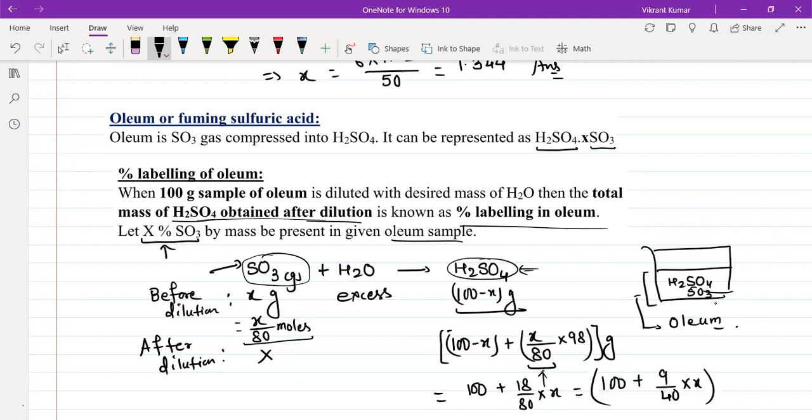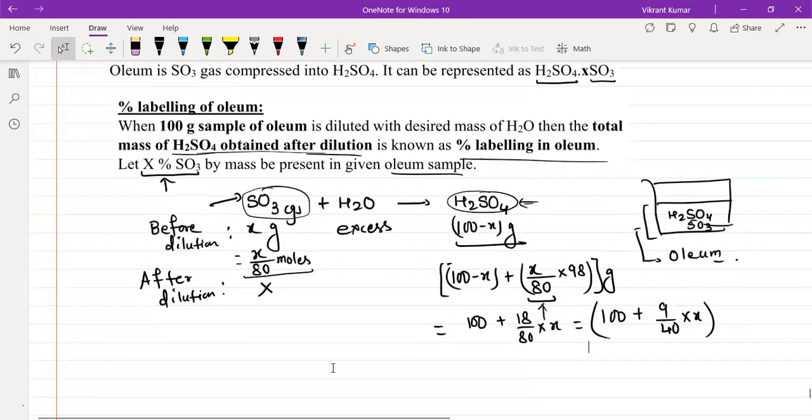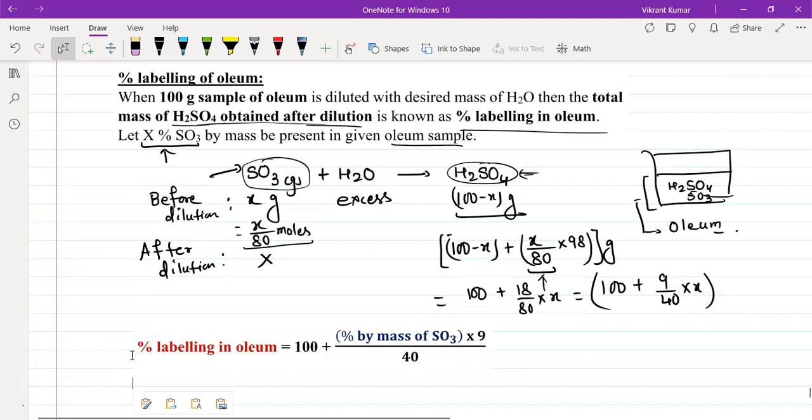And that gives you actually a formula of percentage labeling. It says if X percent by mass SO3 was present in the given oleum sample, then the percentage labeling will be 100 plus 9 by 40 into X. Is it okay? So we can summarize it like a formula. And that formula is percentage labeling of oleum will be 100 plus 9 by 40 times percentage by mass of SO3. Is it okay? Now I am giving you a table.